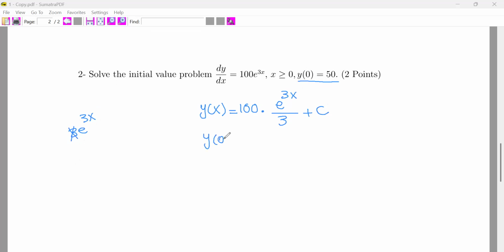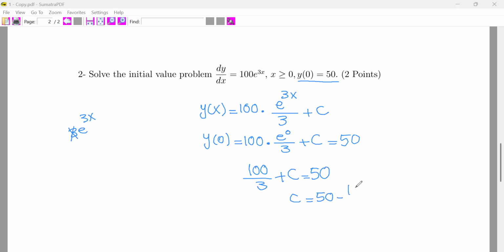So y of 0 is 100 times e to 0 over 3 plus c, which is equal to 50 according to the question. So 100 over 3, because e to 0 is 1, plus c is 50. From here, we're going to have 50 minus 100 over 3, which is 150 minus 100 over 3, which is 50 over 3.